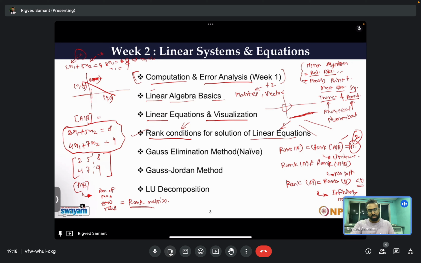You can extend it to 3D space also. I would give you the task: just Google it and you will get the idea of how it works for a plane. Any plane can be represented by an equation like 7x1 plus 8x2 plus 5x3 is equal to some value. You will get some plane. So this can be extended to three-dimensional space also.